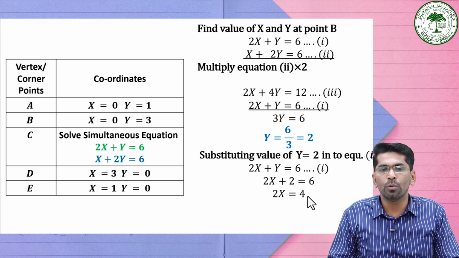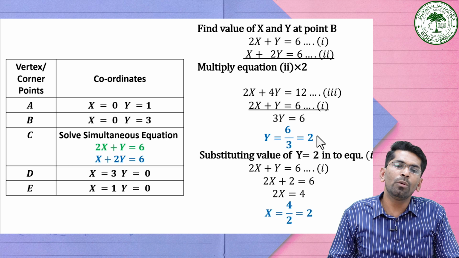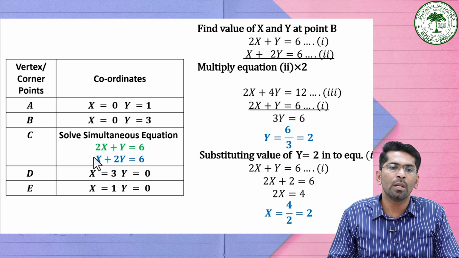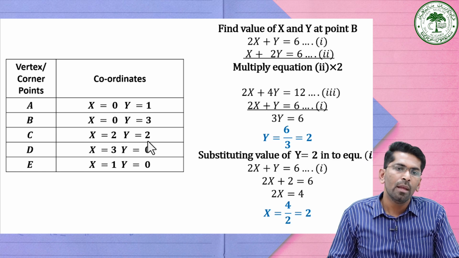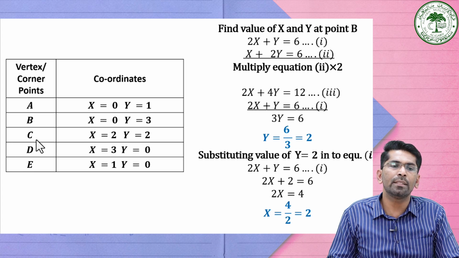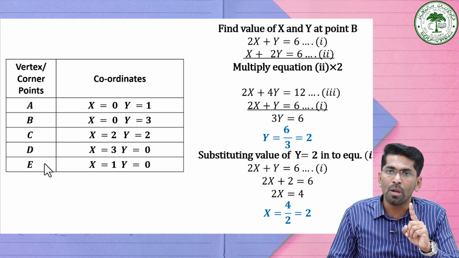Dividing both sides by 2, x is equal to 4 divided by 2, which is equal to 2. Now the value of x is equal to 2 and the value of y is equal to 2 after solving the simultaneous equation. So at point C, the value of x is equal to 2 and the value of y is also equal to 2. Now out of these 5 corner points or 5 vertices, A, B, C, D and E, one of the points will be the optimal point.